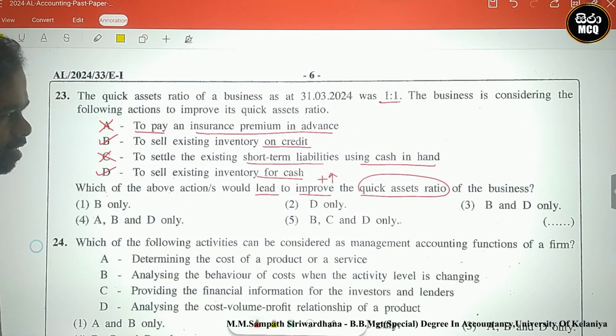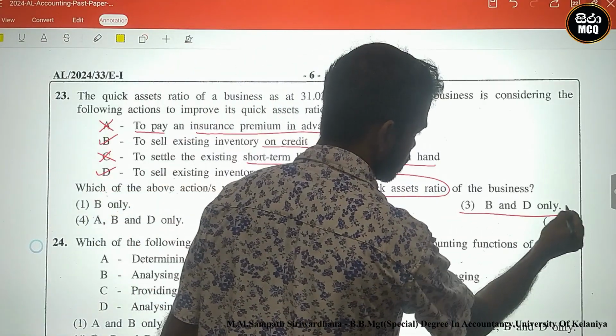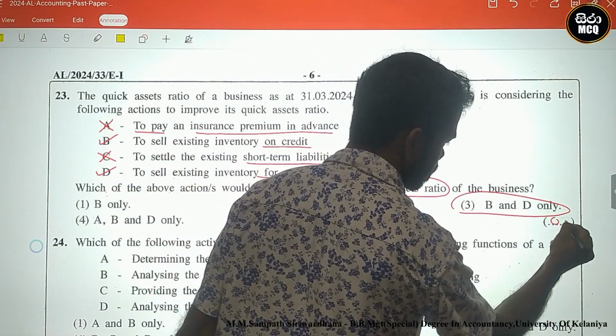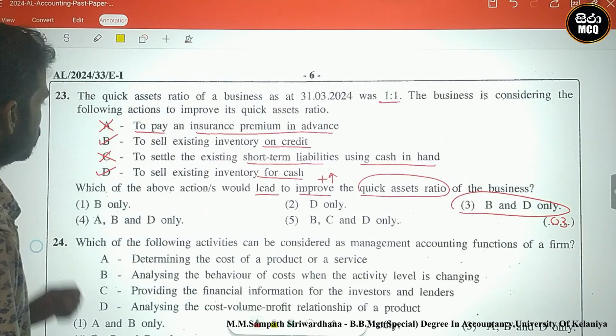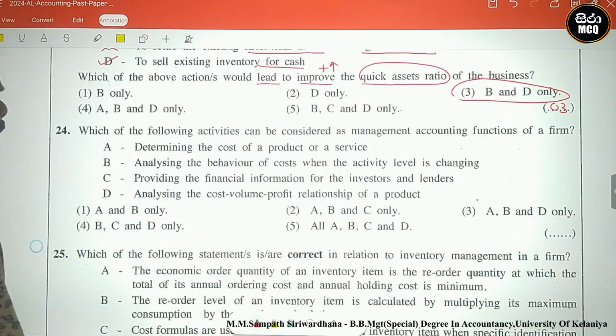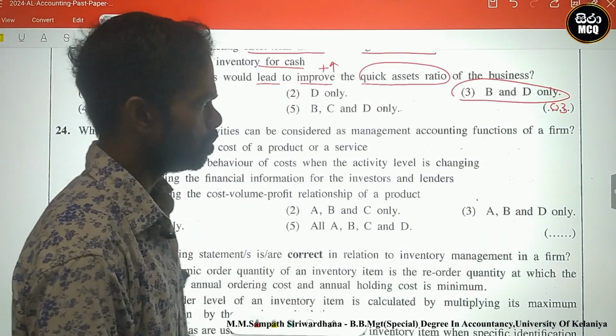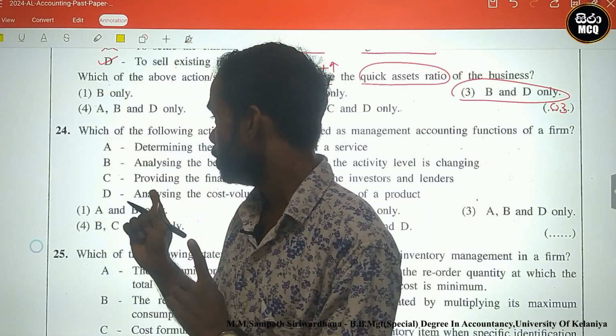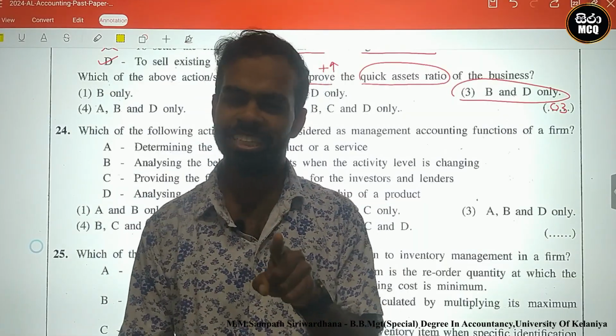B and D only are the answers, so the answer is 3 for question number 23. Next one is question 24, which is a theory part. We will meet question number 24 in the next video.